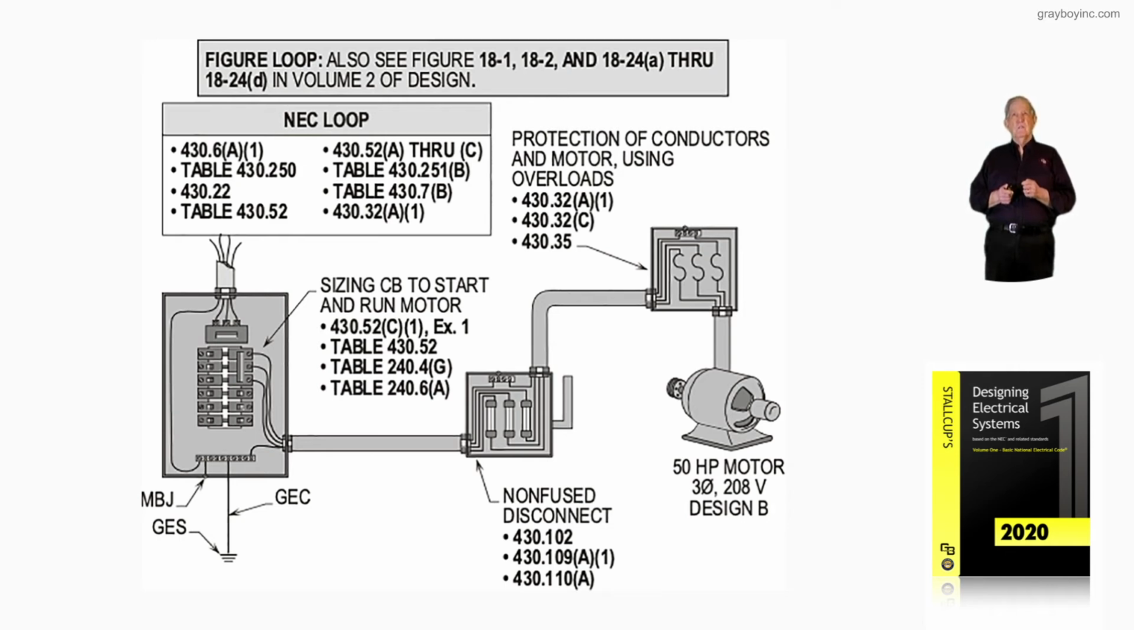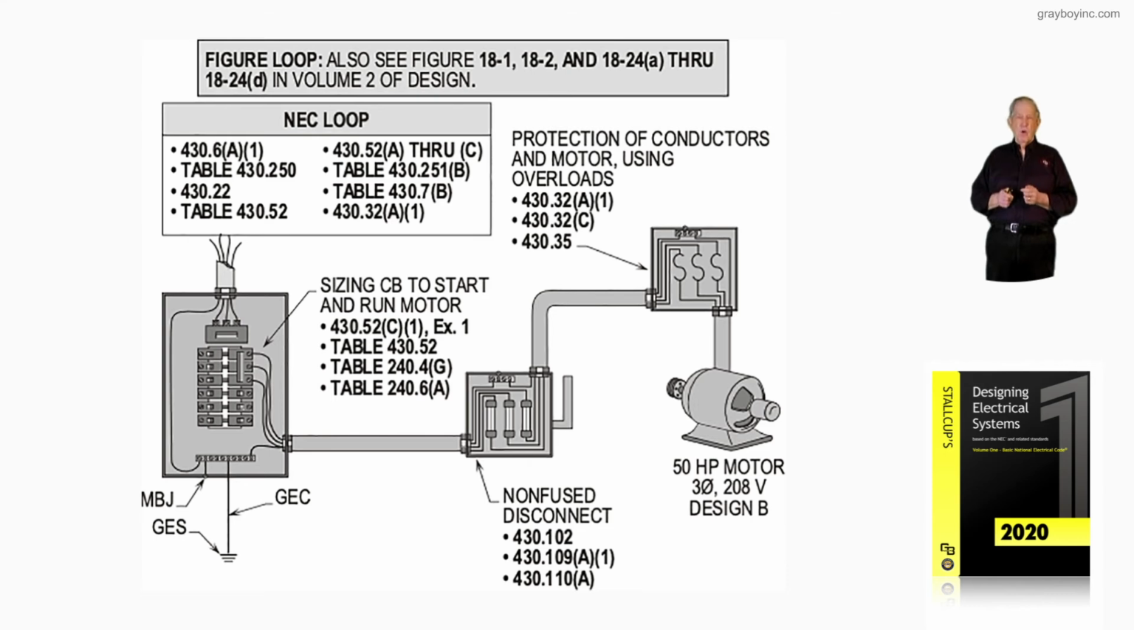If you wanted to go to chapter 18 and look at 18-1, 18-2, and 18-24A through 24D, as in dog, in volume 2 of the design book, those loops would show sizing the conductors and overcurrent device to a single motor, or 2 or more motors on a feeder, or 2 or more motors on a feeder with other loads. So that's in volume 2, gets into a little bit more detail procedures for sizing these items, these components.